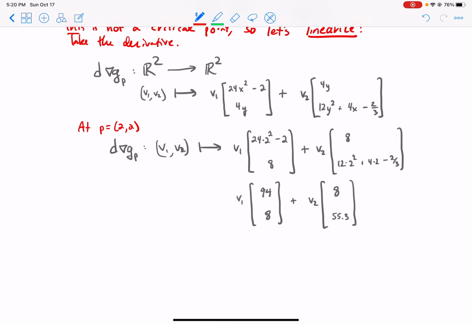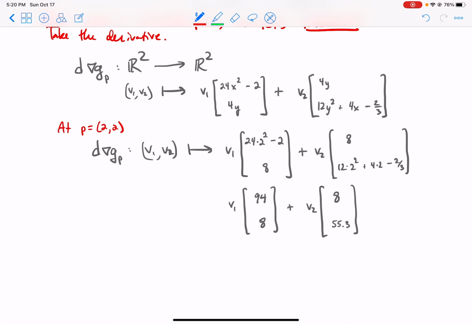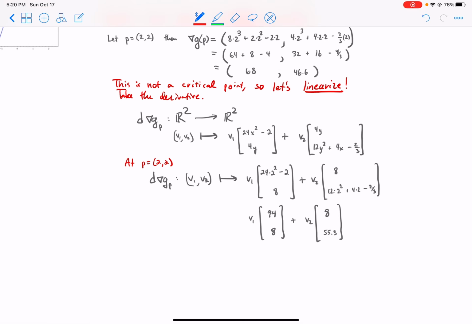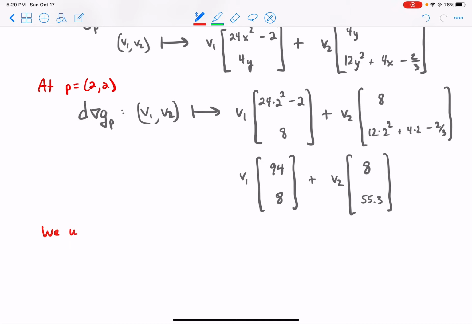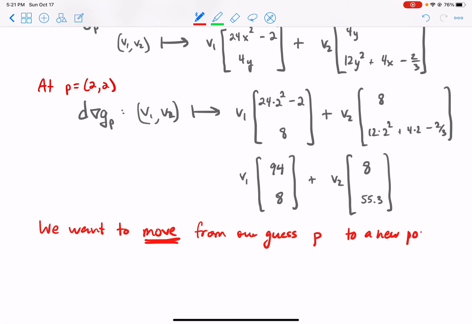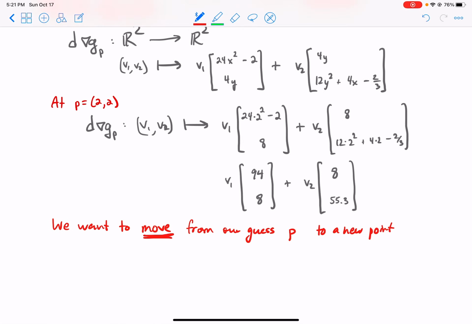Okay, so why would Newton's method do this? Newton's method was actually discovered by many, many people because it's just linearizing. We want to move from our guess, which was called p, to a new point at p plus v. And so look at the linear approximation.